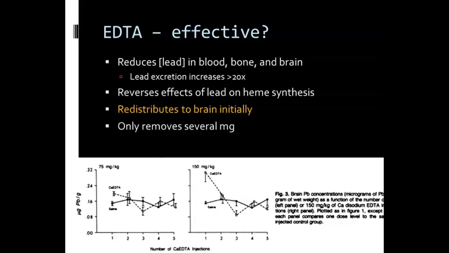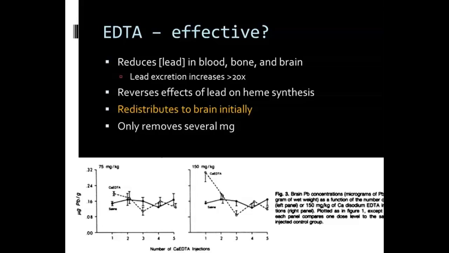It's important to note that even the best chelation only removes a couple of milligrams of lead, and that's probably true for all chelators and all metals. You know, our intent for chelation is not to eliminate the body's burden of, say, lead in this case. The intent of chelation is to rapidly decrease the blood concentration to try to make someone acutely better.